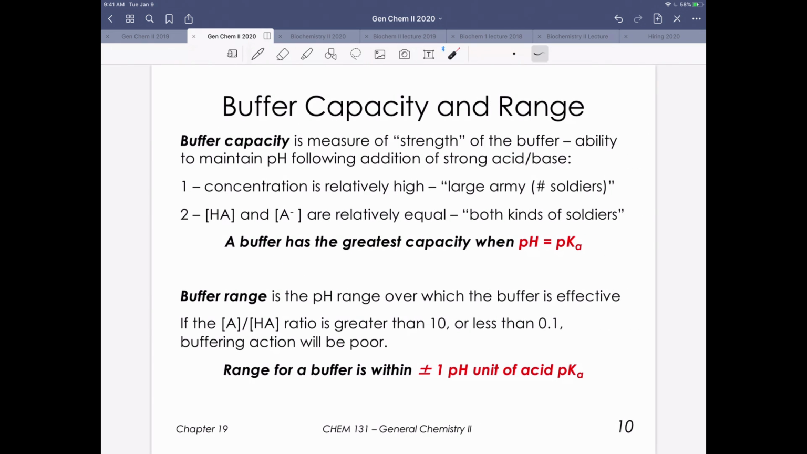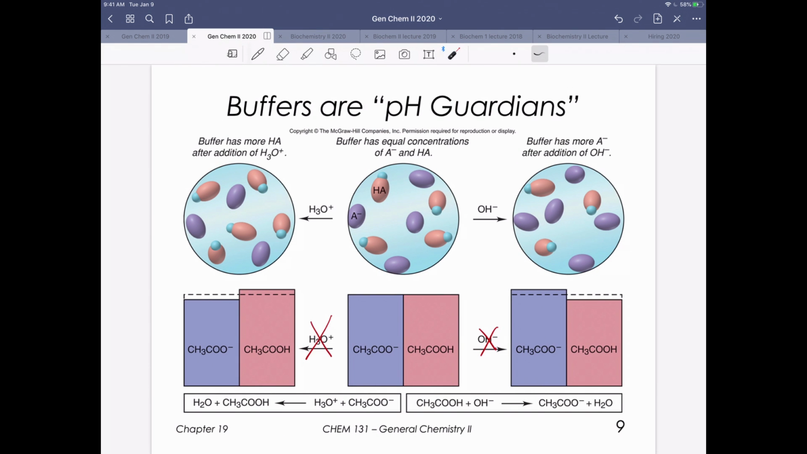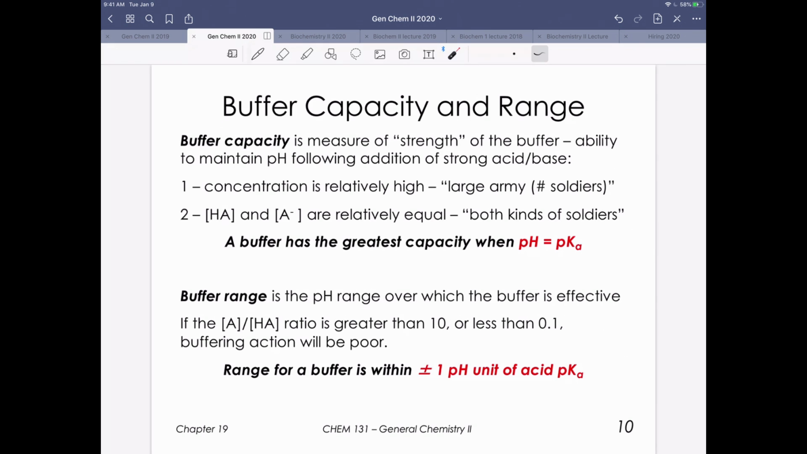So a couple of things to think about with buffer capacity and buffer range, we can relate to what we see with this picture. So remember I told you I want you to think of this representing the identities and then the sizes of our armies that we have here. So the best buffer has equal amounts of its acid and its base armies, and it has large amounts of both of those armies. And that's what you'd expect if you were playing Army Men. So again, buffer capacity is a measure of the strength of the buffer.